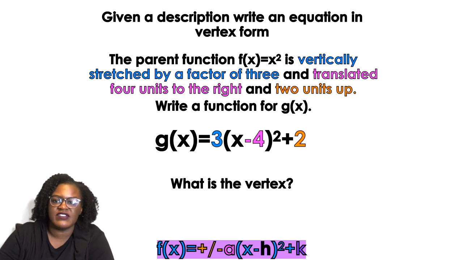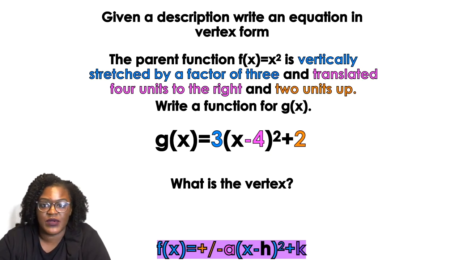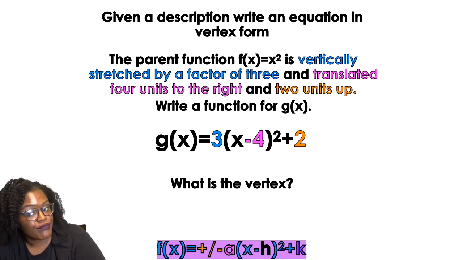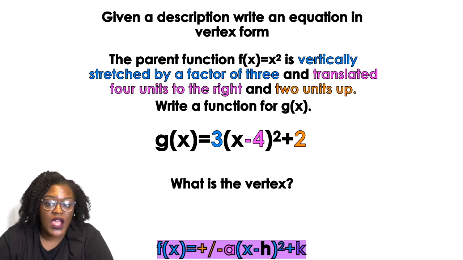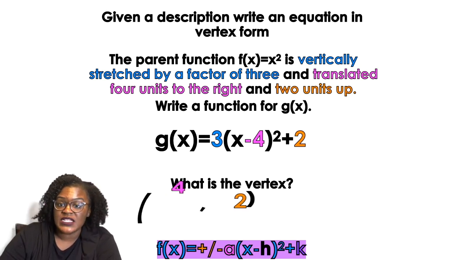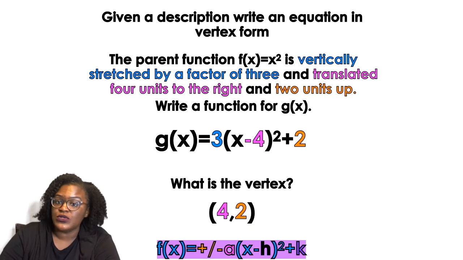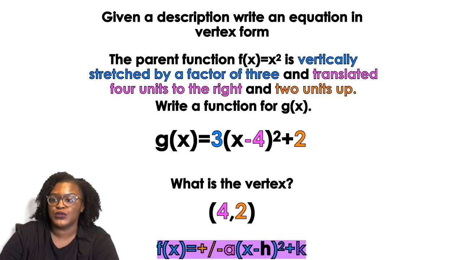Okay, so what's the vertex of this parabola? Given this equation, what's the vertex of this parabola? 4, comma 2. Positive 4, comma 2.